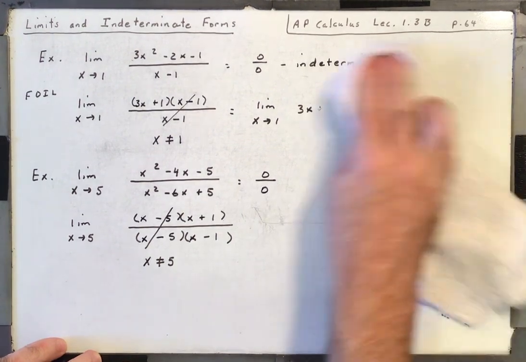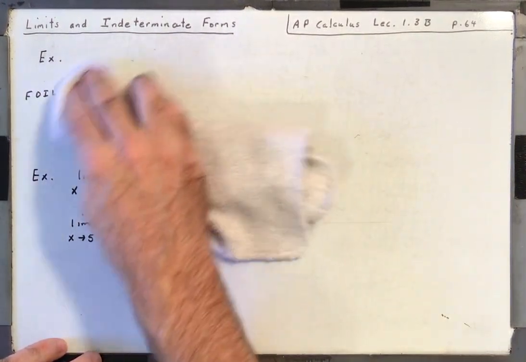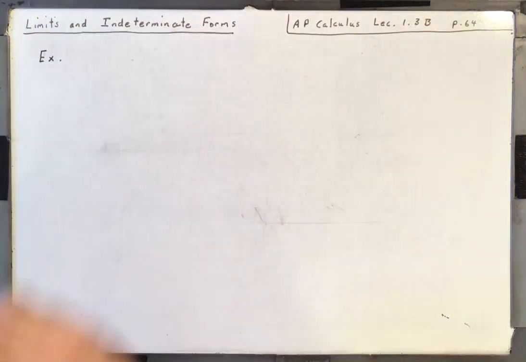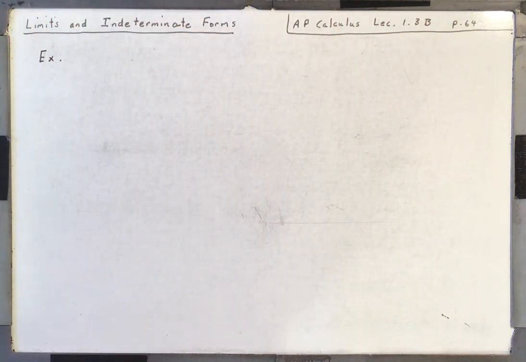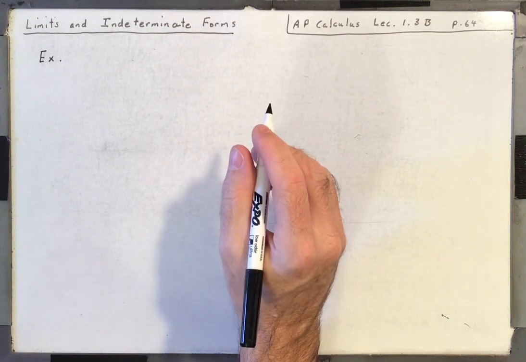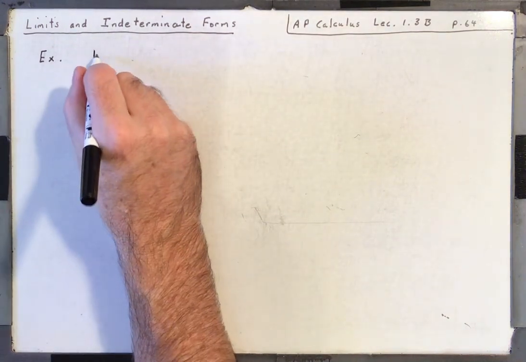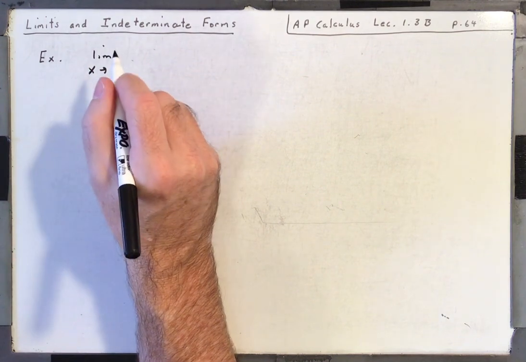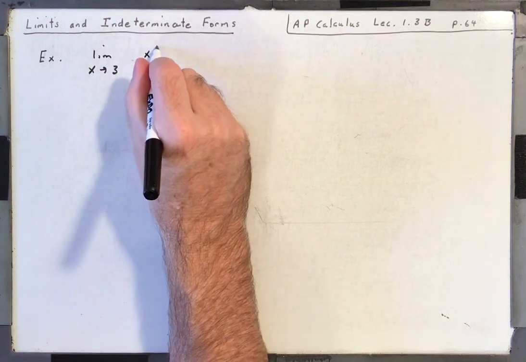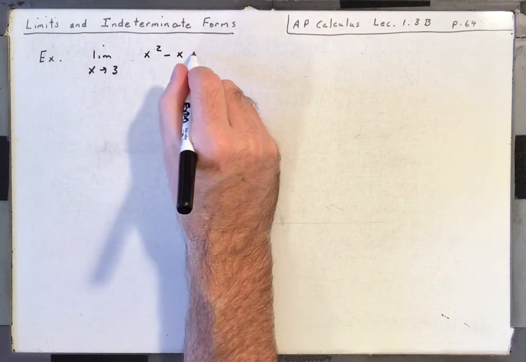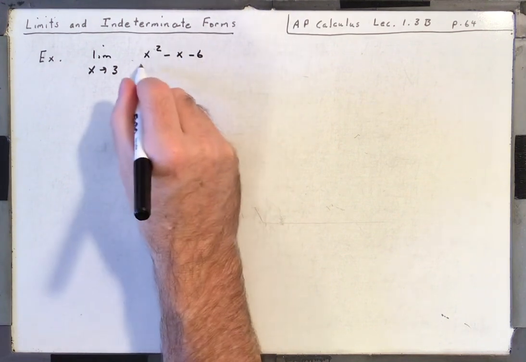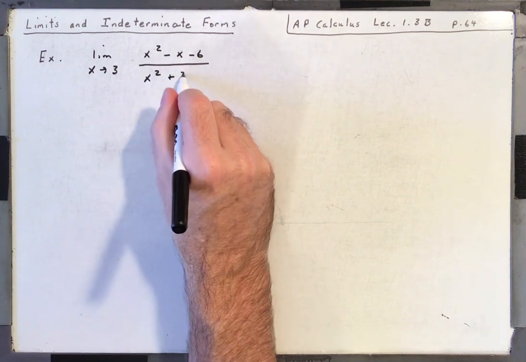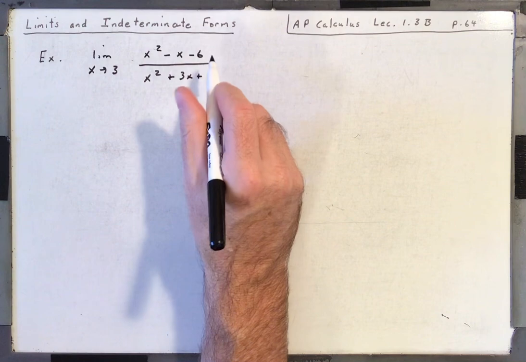Okay, let's keep on going with more examples. Okay, let's say we want to evaluate the limit as x approaches 3 of x squared minus x minus 6 over x squared plus 3x plus 2.